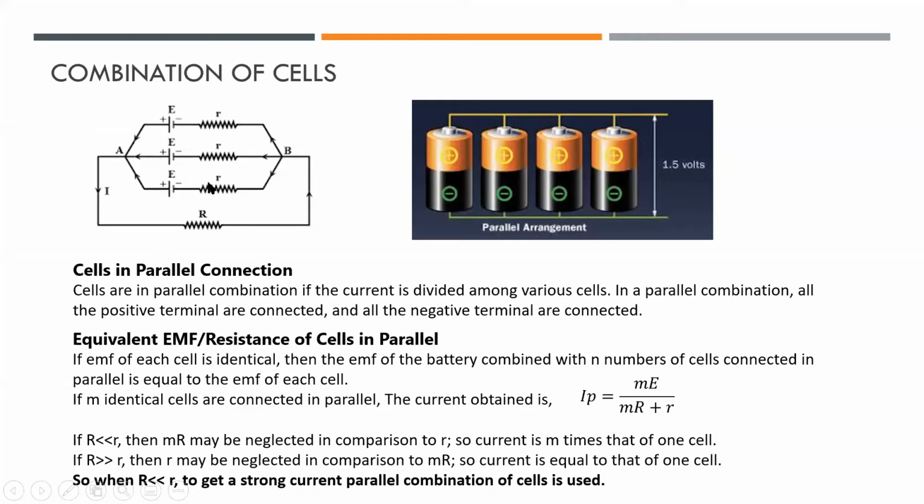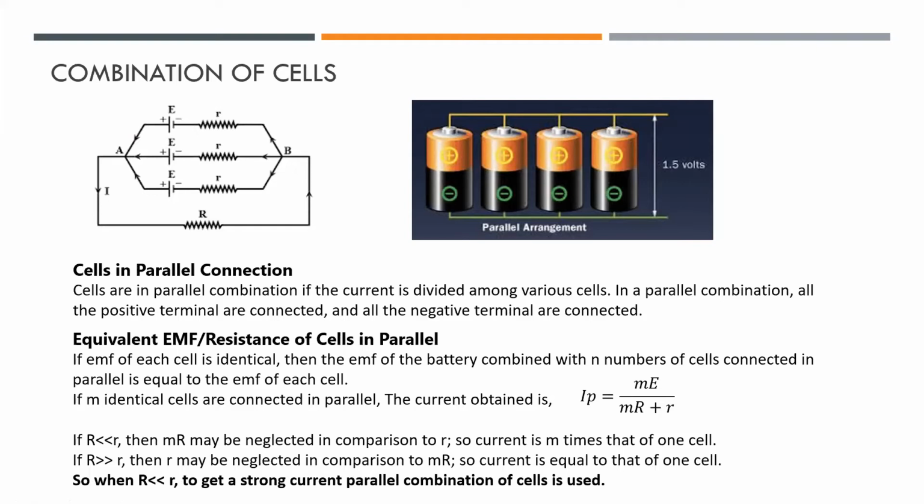They have the same EMF, same internal resistance. Now see, parallel arrangement means all the positive terminals are connected together. All the negative terminals are connected together. Suppose each of these cells has 1.5 volt. When we connect together in parallel, the output voltage also will be only 1.5 volt. So is there any advantage in connecting parallel in terms of voltage? No. No advantage in connecting parallel in terms of voltage.